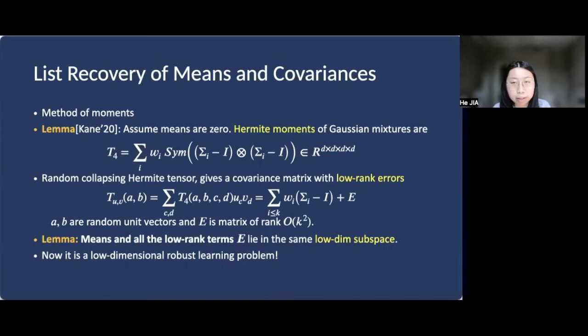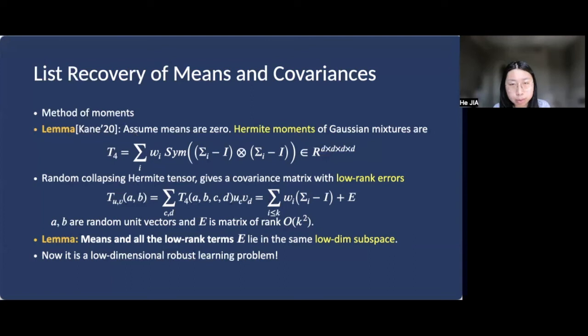To get a better understanding of Hermite moments, let's look at an easier case from K20. Here we assume the means are 0, and the fourth order Hermite tensor T4 has this form. It's a linear combination with the weights and the symmetric form of covariance matrix minus identity, cross product covariance minus identity. This is a fourth order tensor, and the symmetric form means we average over all the permutations of the nodes of the tensor. And this fourth order Hermite moment has a very good property.